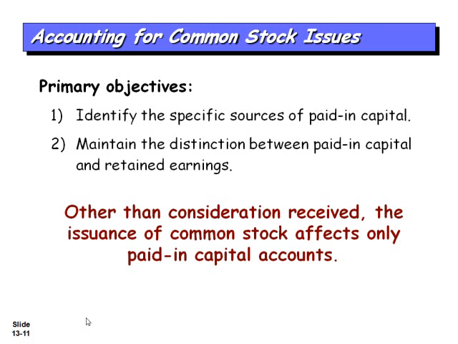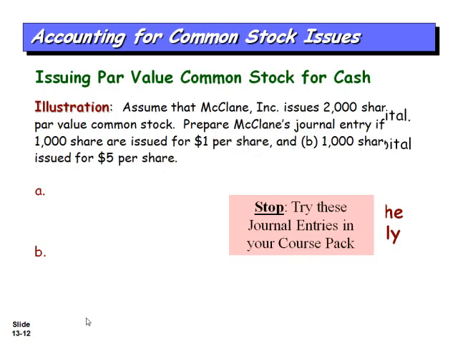Okay, so let's look at common stock and the paid-in capital accounts. All right, in this area, paid-in capital, let's take a journal entry. Assume that McLean Inc. issues 2,000 shares of $1 par value common stock. A. Prepare McLean's journal entry if 1,000 shares are issued for $1 per share. So this would be highly unusual. You would actually sell the stock at its par value.